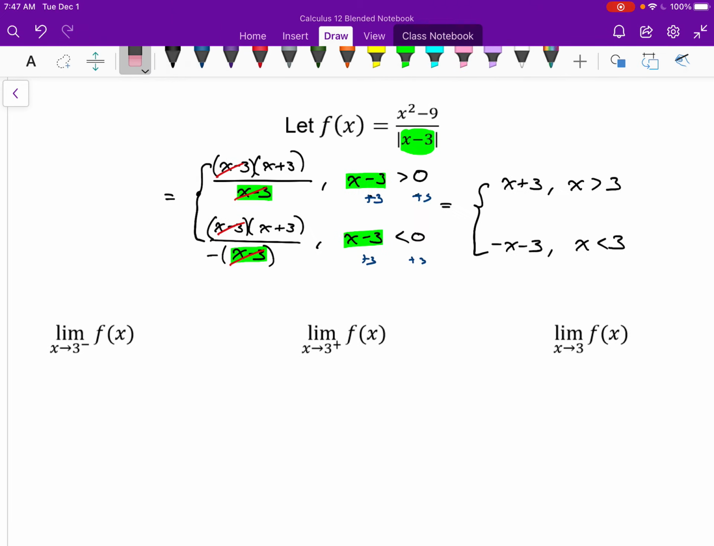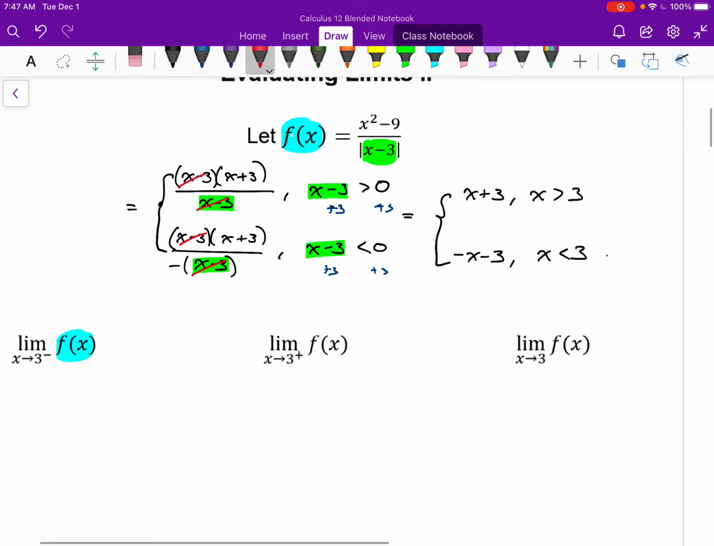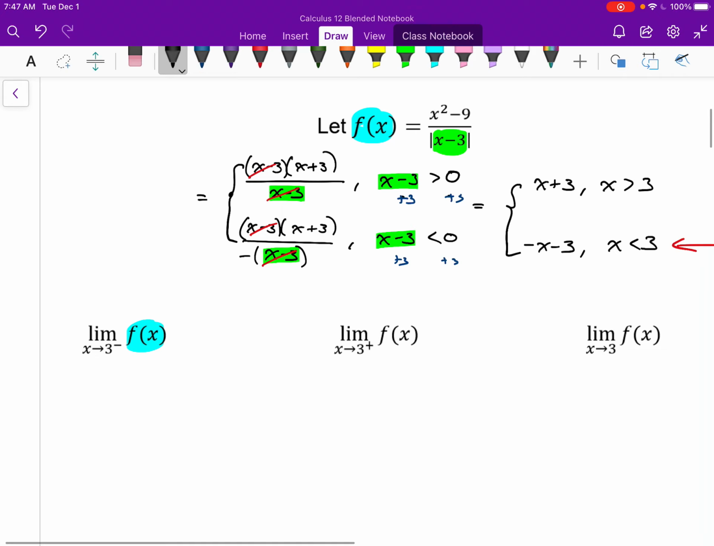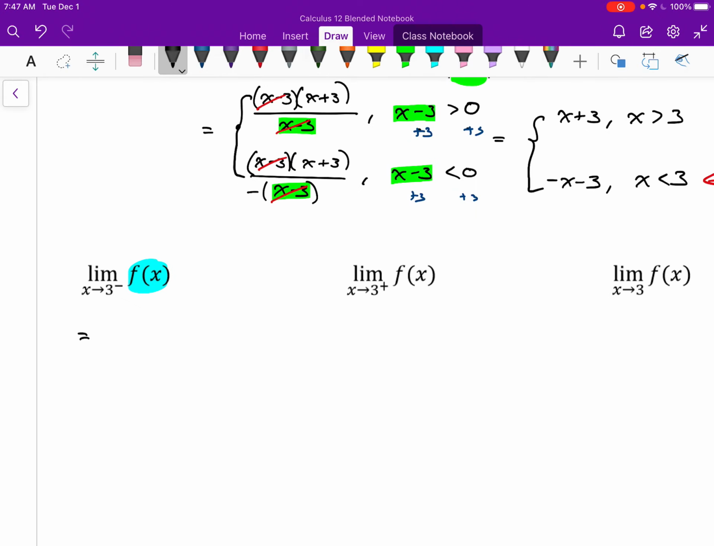And that's what we're looking at here, finding the limit as x approaches 3 from the left, from the right, and from both sides. So from the left of f of x, that's when x is a little less than 3. So when x is less than 3, I'm approaching from the left, that means I'm looking at this piece right here. And so this will equal, I can just literally substitute 3 right into the equation, minus 3 take away 3, which is -6.